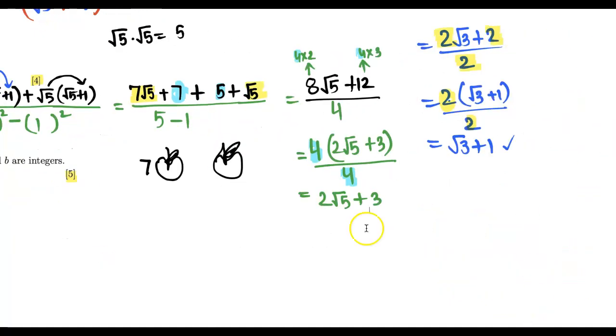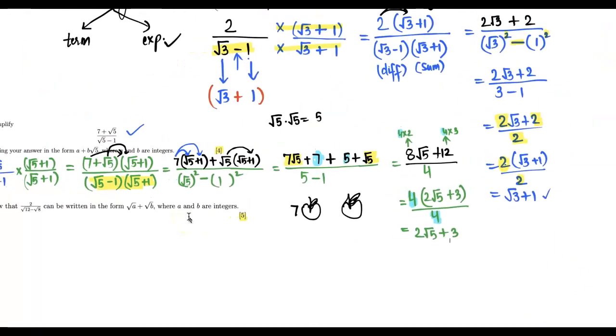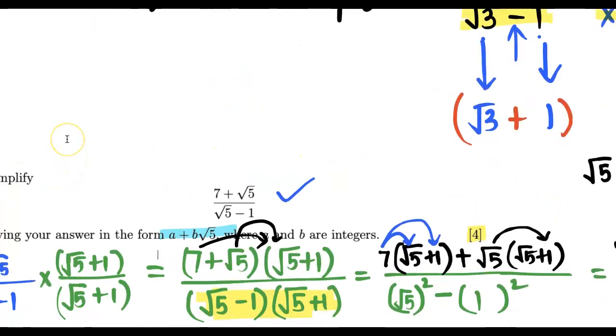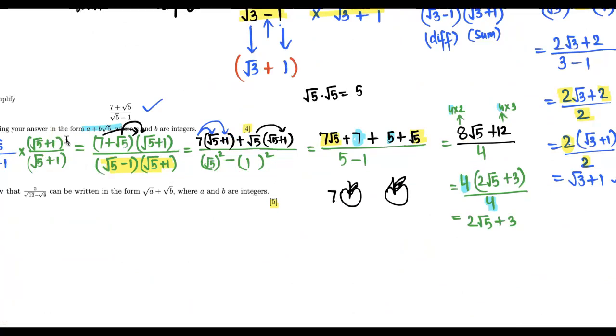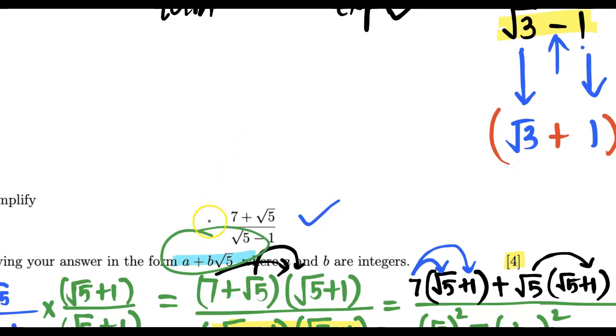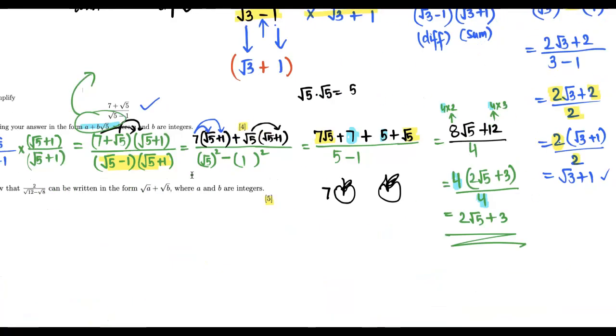What exactly was the question asking us to do? It was asking us to write it in this particular form: A plus B root 5. Did I say root 3 there? If I said, then sorry about that. So this is our answer. It wanted us to write the answer in the form A plus B root 5, so we got 3 plus 2 root 5. This is our answer.